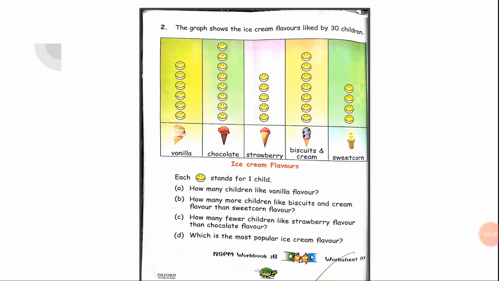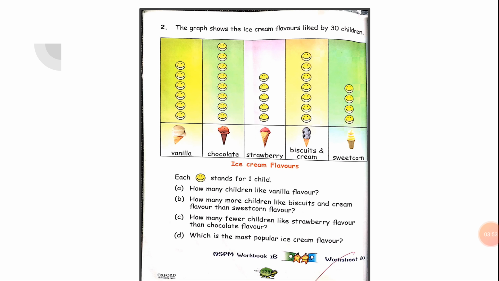Part B. How many more children like biscuits and cream flavor than sweet corn flavor? Biscuits and cream flavor, how many smileys are there? 7. And sweet corn, 4. 7 minus 4 is 3. So your answer is 3.